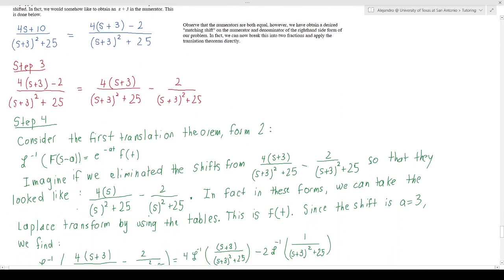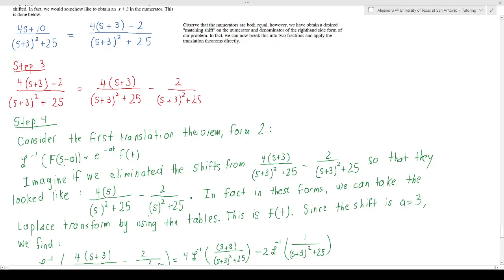So in step 4, basically we're looking at what we got with step 3. Now, what can we do in this case? We're going to consider looking at one of the theorems, right? Notice in the first translation theorem, form 2, we're asked with finding the inverse Laplace transform. So we'd be looking at this form of the translation theorems. And I look at form 2, of the first translation theorem. Notice how we have big F of s minus a.